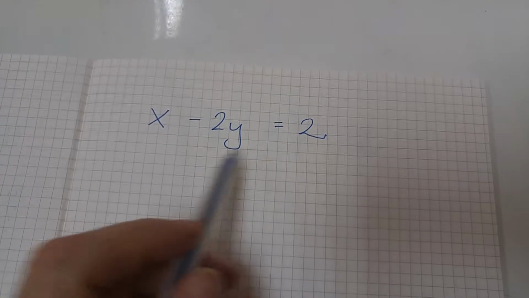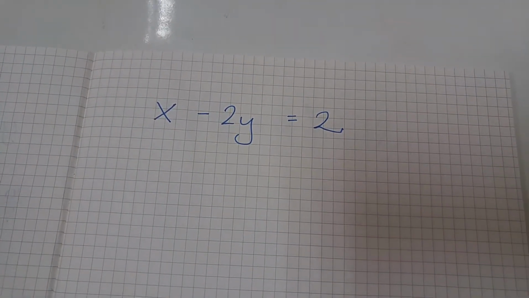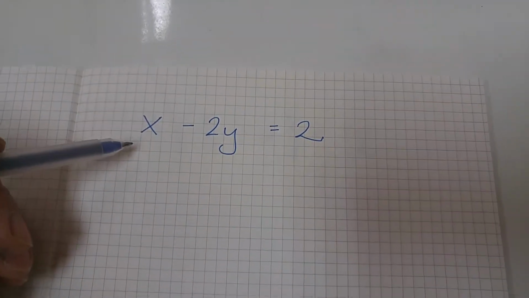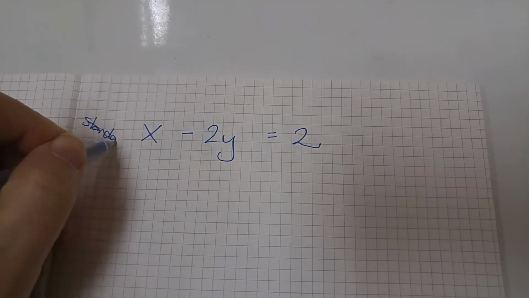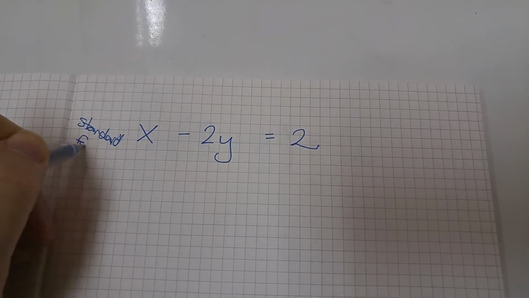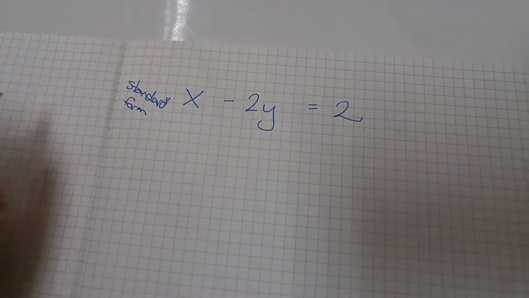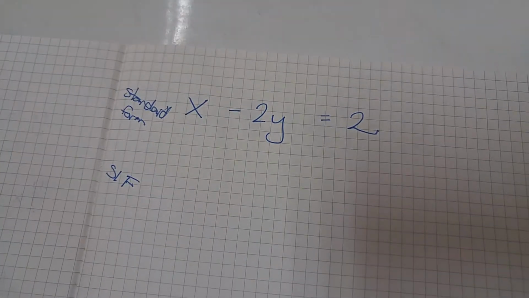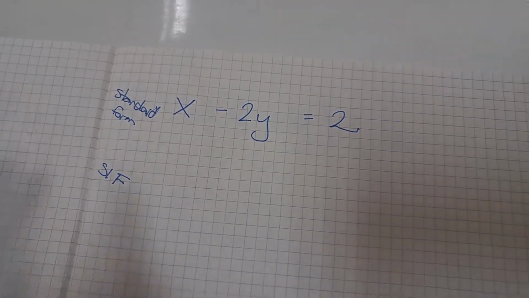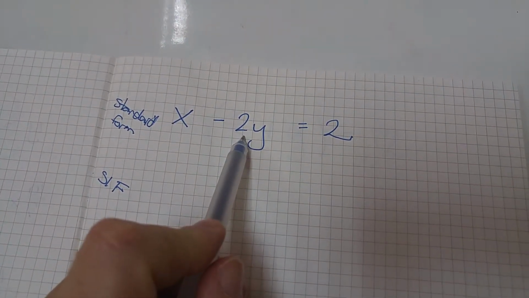So we have here the standard form. And I want to turn it into slope-intercept form. So for slope-intercept form, I need the y by itself.